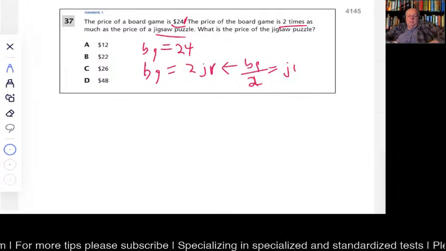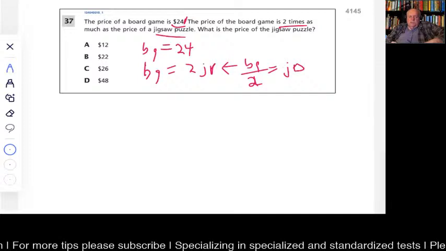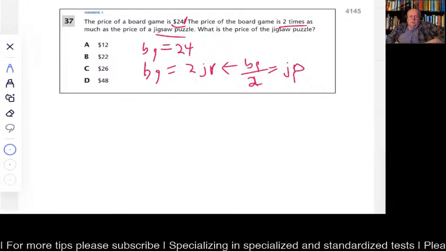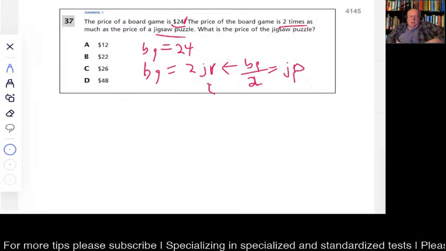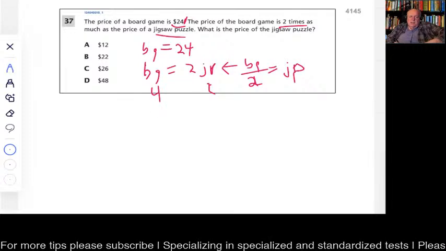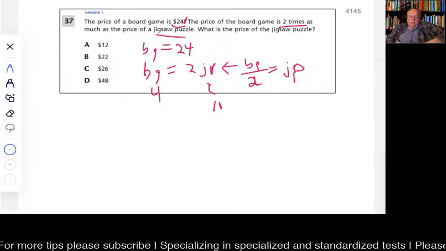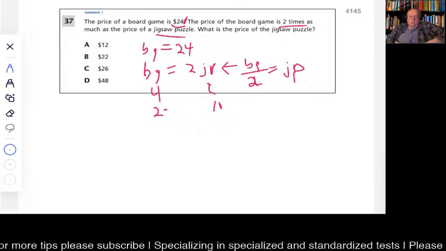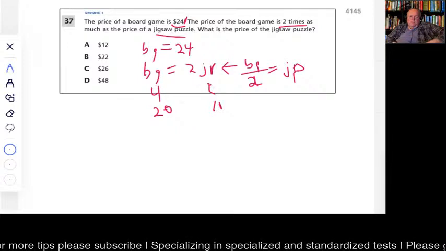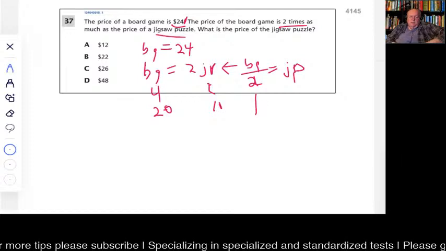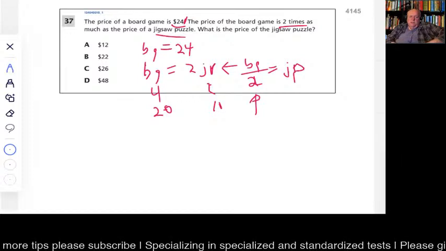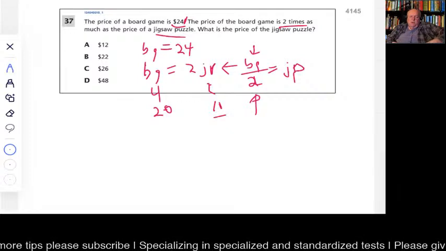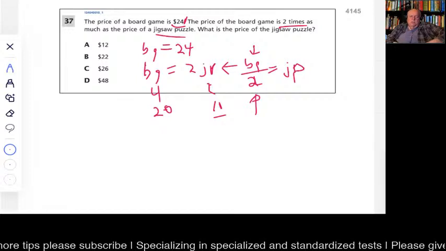Okay? Reread the English and convince yourself that that's the case. Right? We can use numbers. If the jigsaw puzzle was $2, then the board game is 4. If the jigsaw puzzle was $10, right? Then the board game is 20. So it also means that if we use the formula over here now, that if the board game was 20, then the jigsaw puzzle is 10. And if we use this again here, if the board game was 4, then 4 divided by 2 is 2, which is what that was.